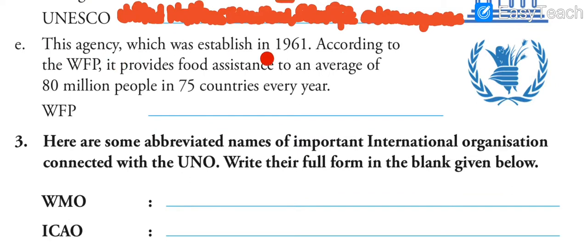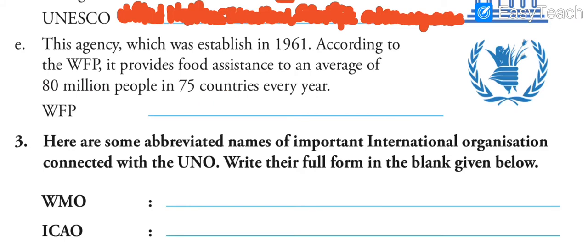Next we have: this agency, which was established in 1961, that means the year is also given. According to the WFP, it provides food assistance to an average of 80 million people in 75 countries every year. That means, since we are talking about food assistance, food help is given. This is just the average, that it is helping people so that food assistance can be given. It is helping around 80 million people in 75 countries every year.